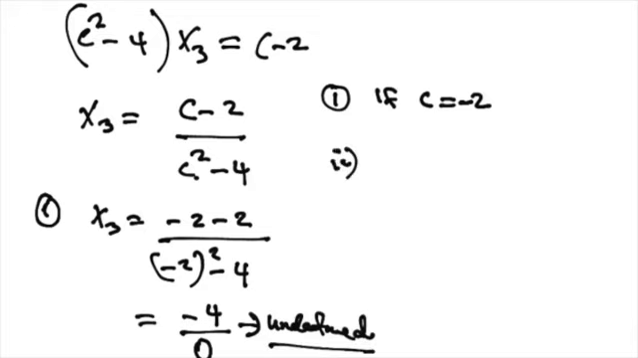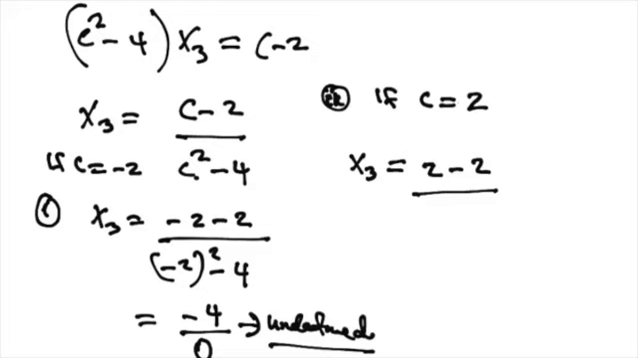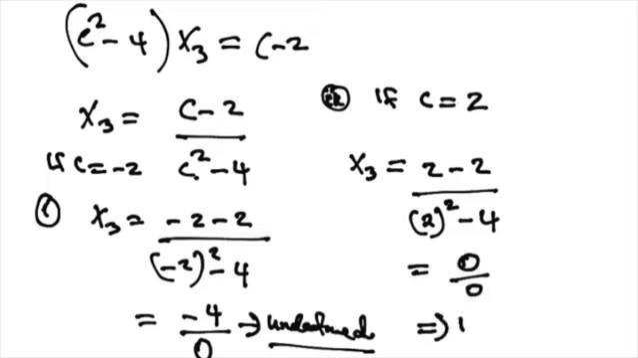So let's see what happens if c is equal to positive 2. We have x3 equal to 2 minus 2 over 2 squared minus 4. So the top is 0, the bottom is 0. So we have infinite solutions. So thanks for your time.